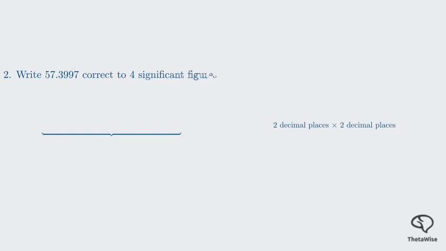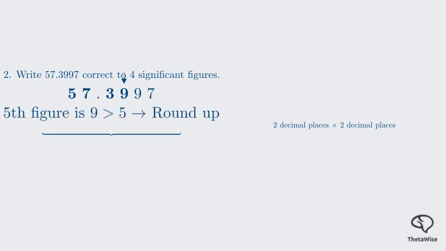Question 2 asks for 57.3997 to 4 significant figures. Starting from the first non-zero digit, the first 4 figures are 5, 7, 3, and 9. We look at the 5th figure to decide whether to round up. Since it is a 9, we must round the 4th figure up. Rounding the 9 up carries over to the 3. So, the answer is 57.40.